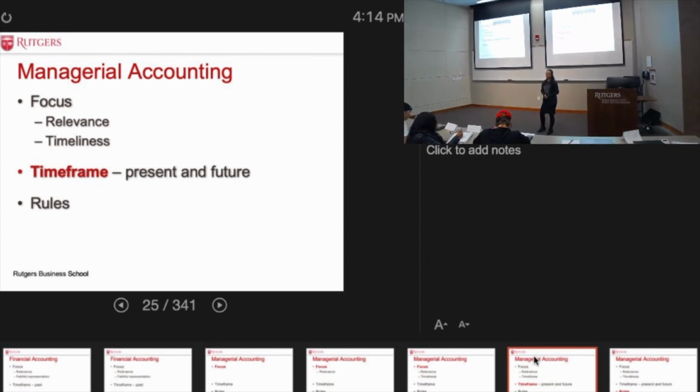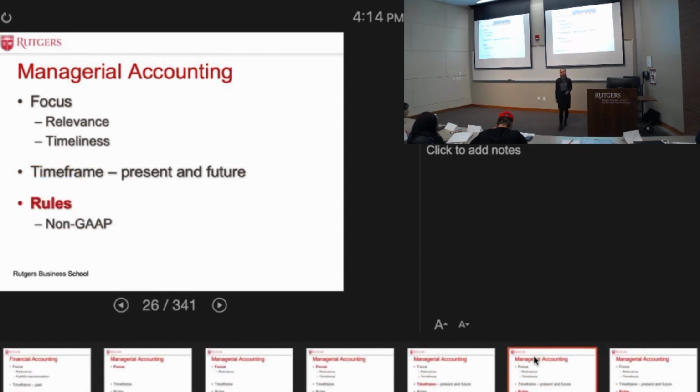And therefore, the time frame, the focus of the information, is for the present and the future, because that's what managers care about, right? Because they want to make future decisions about, for example, where to invest in a project, or whether or not to drop a department which is not making a profit, right? So the time frame of managerial accounting is the present and the future.